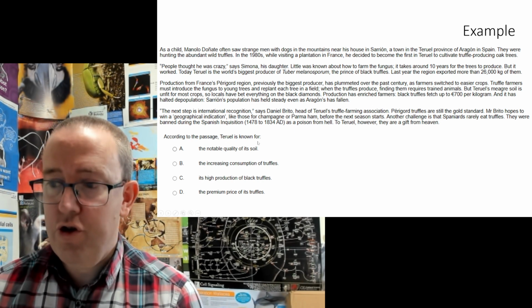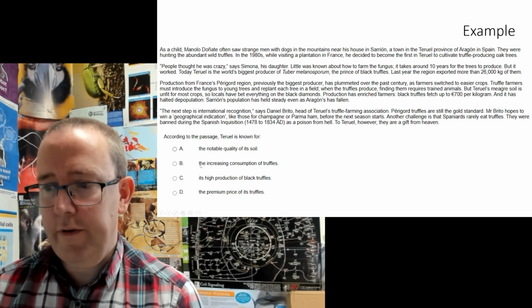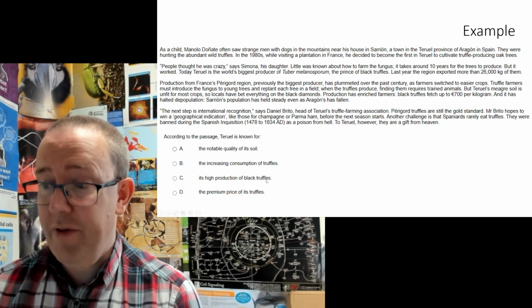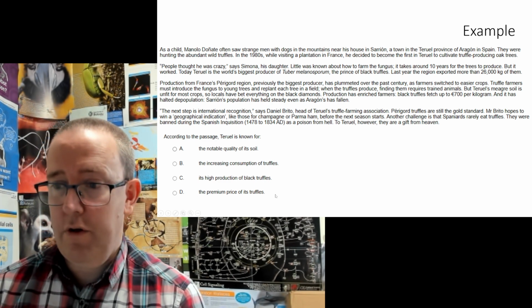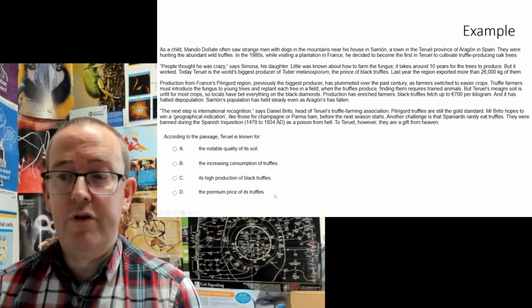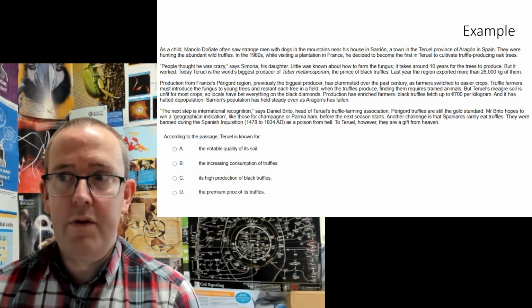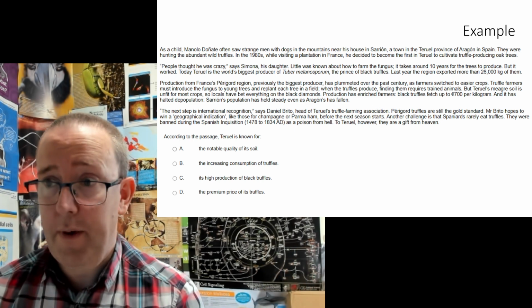According to the passage, Tyrrell is known for the notable quality of its soil, the increasing consumption of truffles, its high production of black truffles, the premium price of its truffles. So basically, you're looking for evidence of any of those 4 statements within the passage. Okay, so let's read the passage.